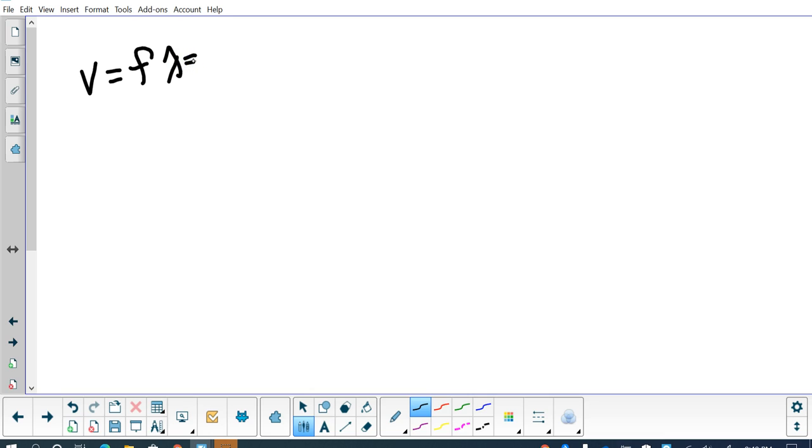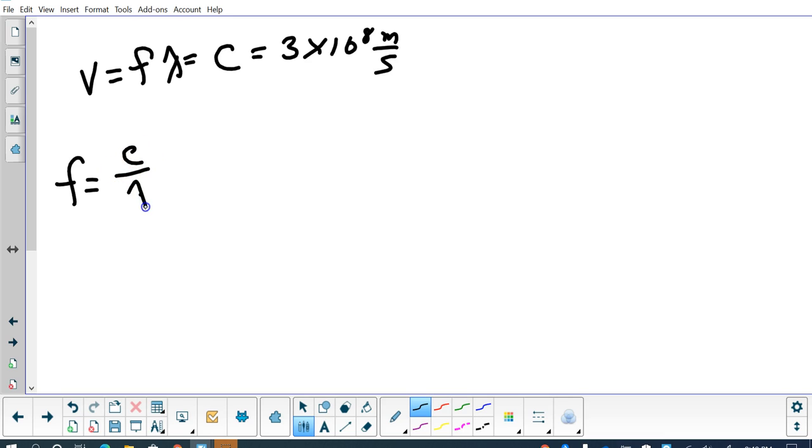Remember that in this equation, V equals F lambda, V is C, which is simply 3 times 10 to the 8th meters per second. You really aren't going to ever use this equation solving for C because we know what it is. It's a constant. You will use the equation in two forms. You will use F equals C over lambda, and if you want to find the wavelength, you use C divided by the frequency. So they're real simple equations. The hardest part is you've got to be able to use scientific notation on your calculator.